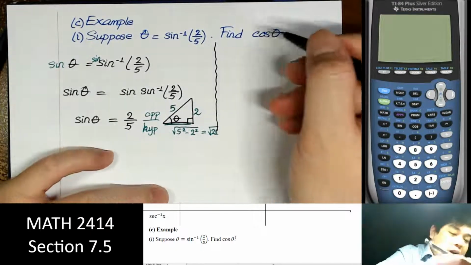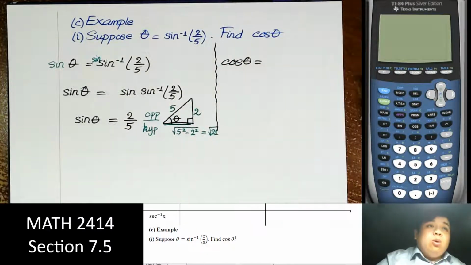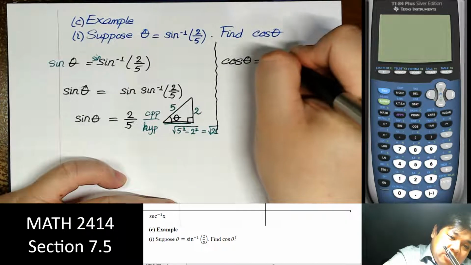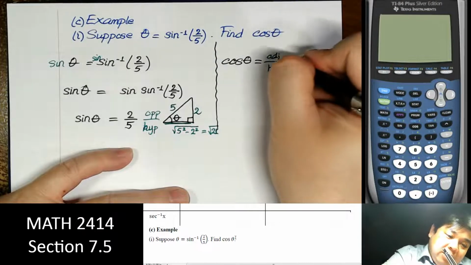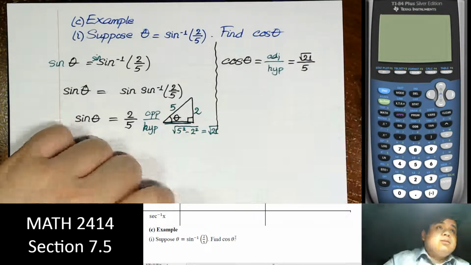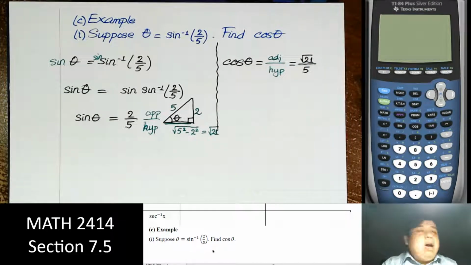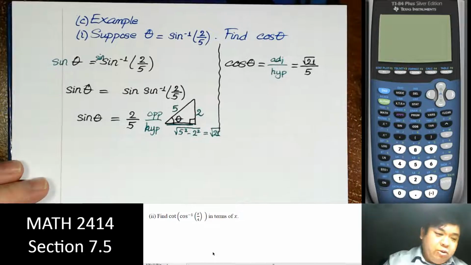And then we just go back to cosine theta. Cosine is adjacent over hypotenuse. Adjacent is square root of 21 and hypotenuse is 5. So that's all we do. This is a very simple but very important technique. We need to know this in order to find the derivative, and later on in section 8.4 we'll certainly see this also. Right.